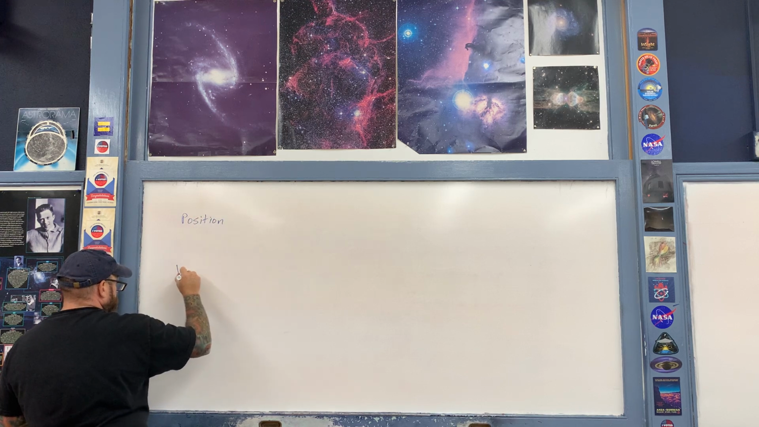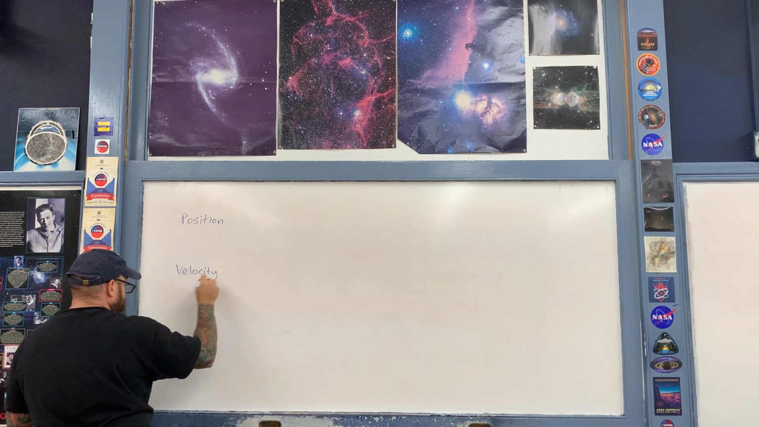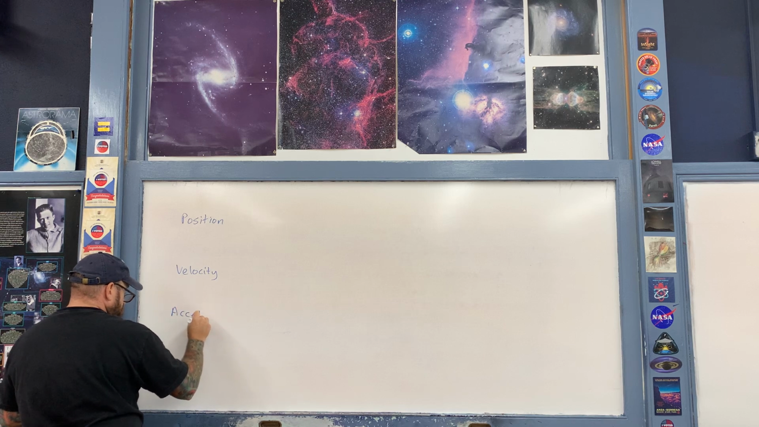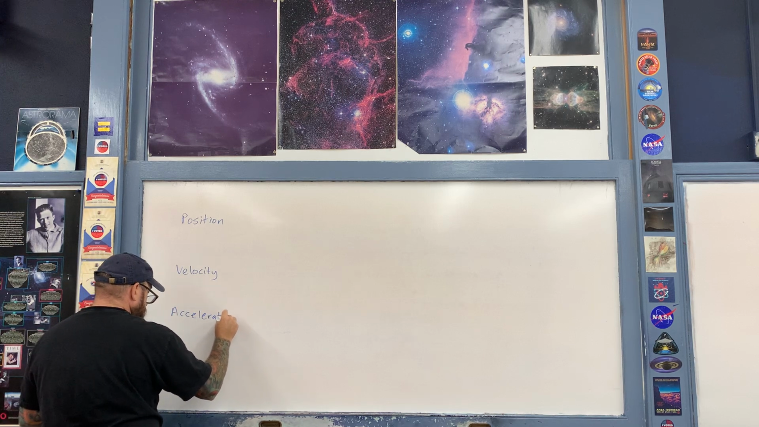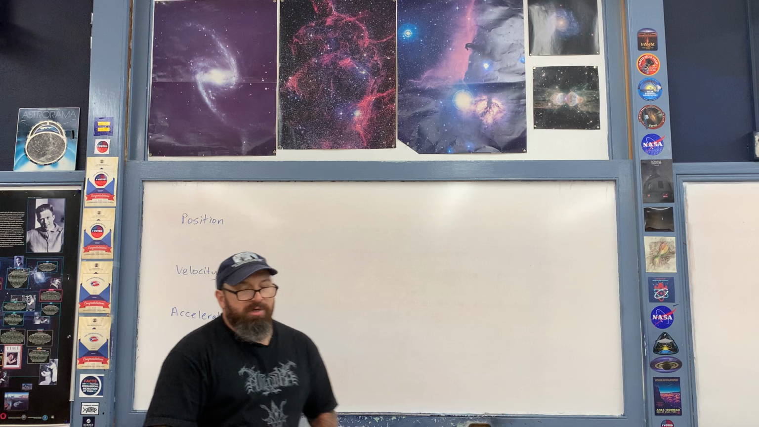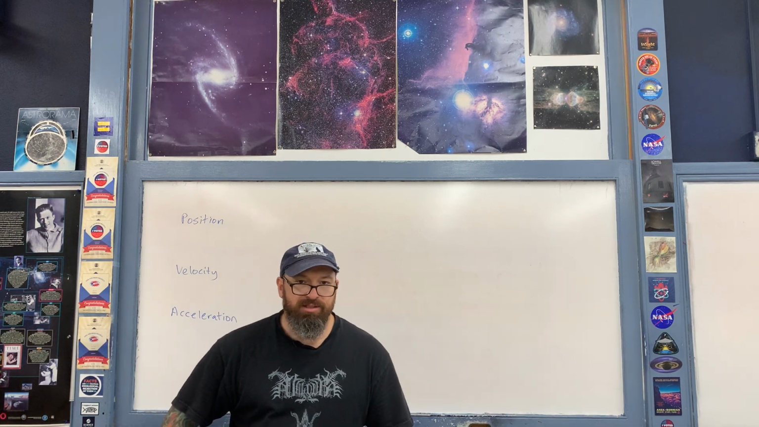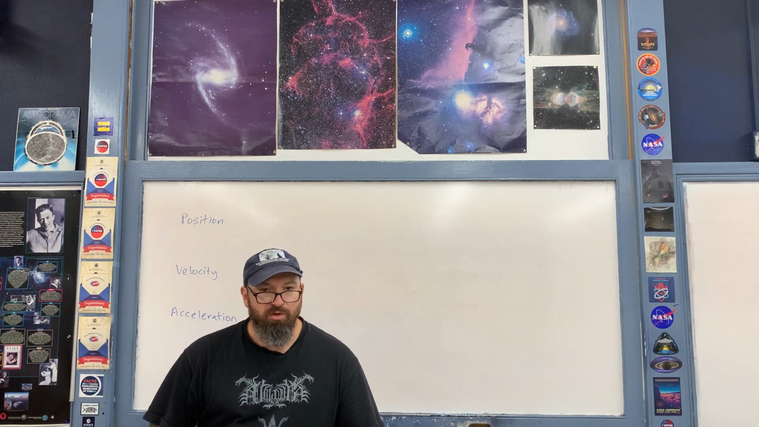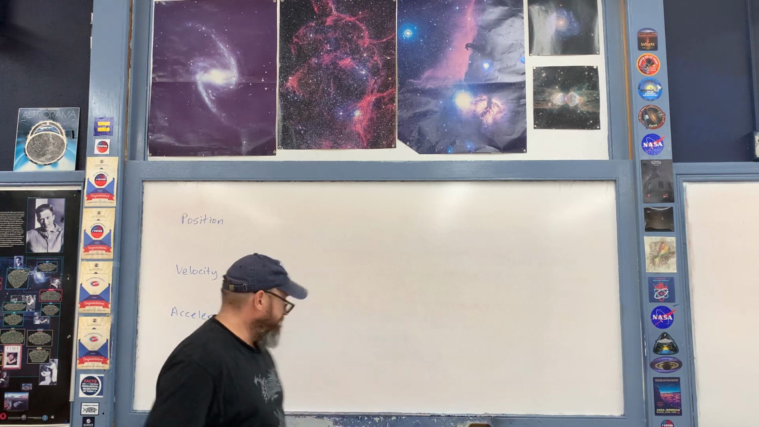Position, velocity, and acceleration. Let's say that we know what the position of an object is as a function of time. In order to find the velocity as a function of time, we would have to take a derivative.